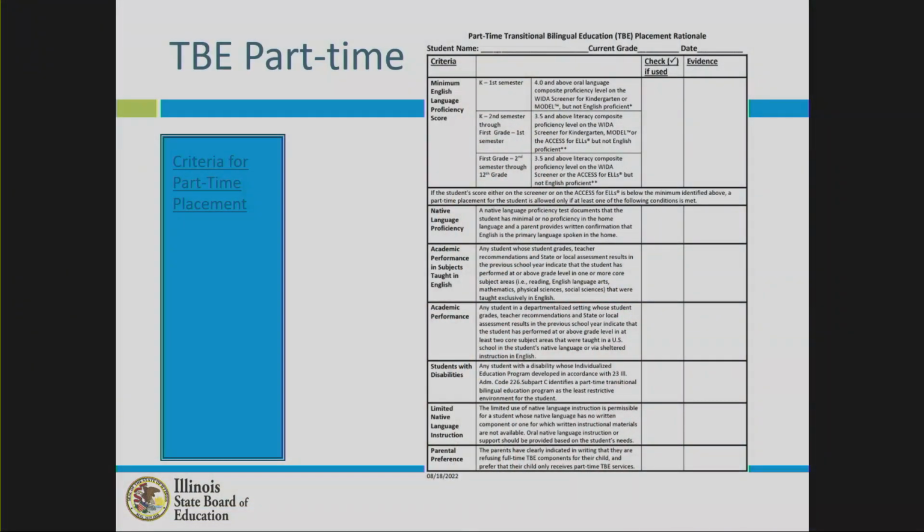So here it is. I'm sure many of you have seen this. This is the TBE part-time rationale form. It is on our website. Underneath placement, we are looking at a composite literacy score for kindergarten. It is a 4.0. And then for everybody else after second semester, it is the 3.5 composite literacy score. That's what we're looking at, and that's how you determine your part-time placement.